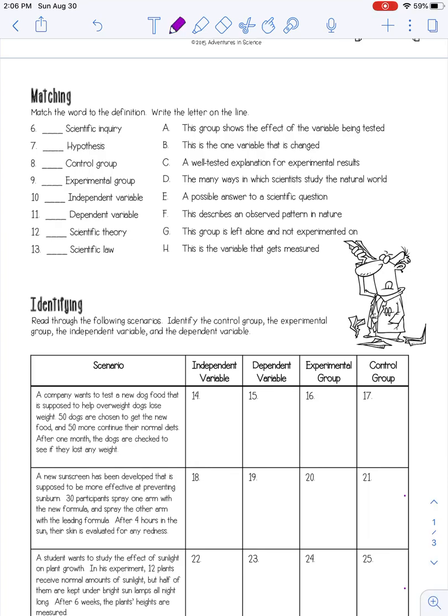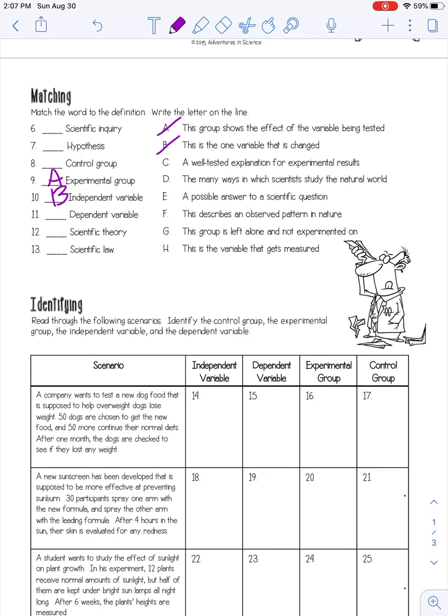This group shows the effect of the variables being tested. So it's the one that is receiving the experiment. So that is going to be your experimental group. This is the one variable that is changed. The one that is purposely changed is our independent variable.